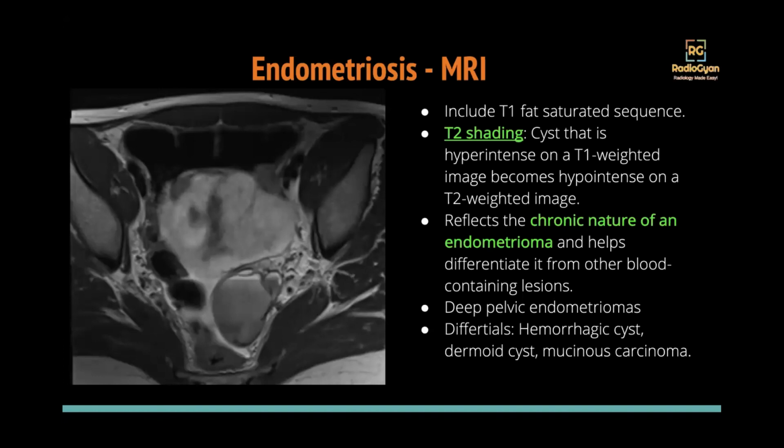Okay, coming to the T2 shading sign. So T2 shading sign is defined as a cyst that is hyperintense on T1 and it becomes hypointense on T2 weighted images. So that is the definition of T2 shading. So why is it important and how is it very specific for endometriomas?